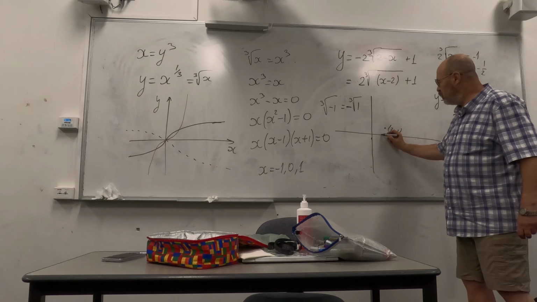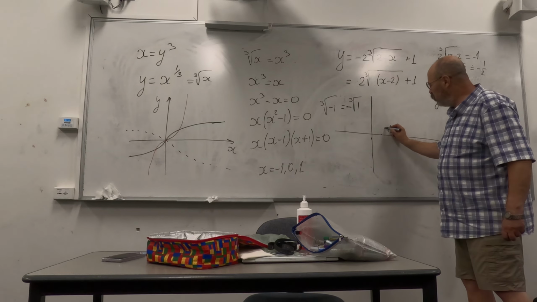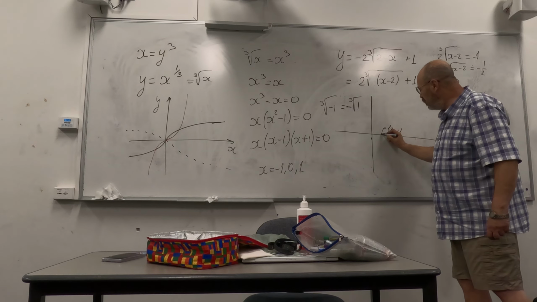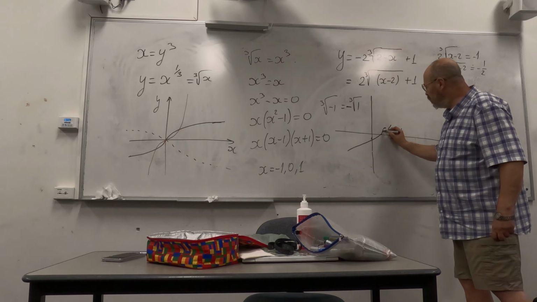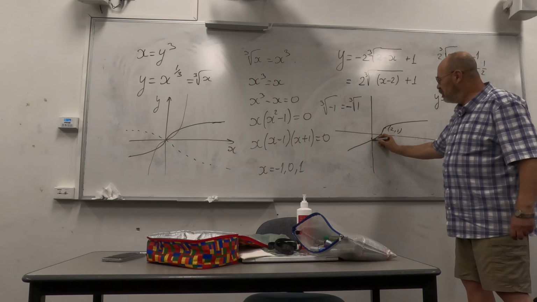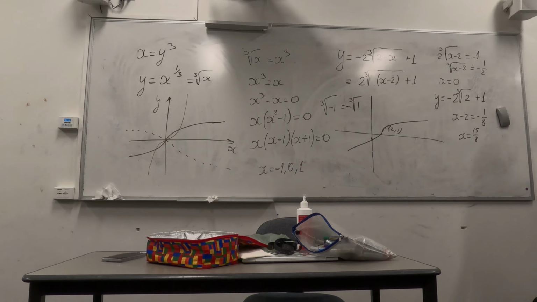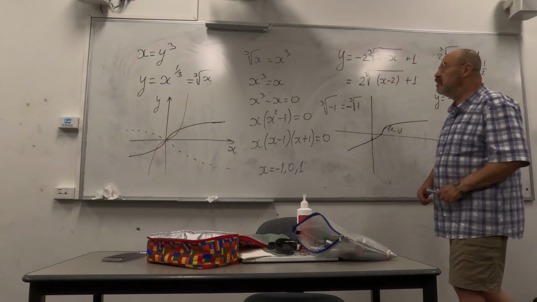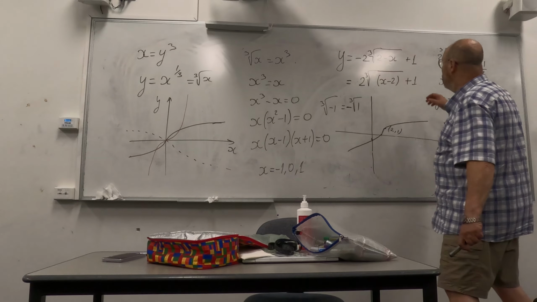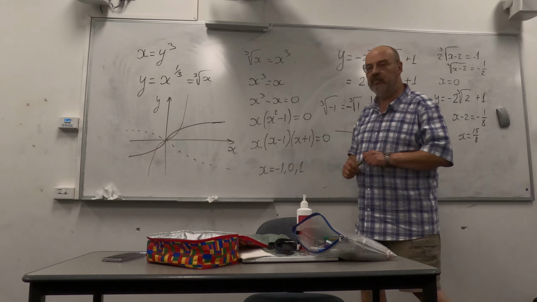So we'll be somewhere here. So that will be the graph, something like this. That will be our cubic graph. Okay, that's how we sketch cubic graphs in this form.